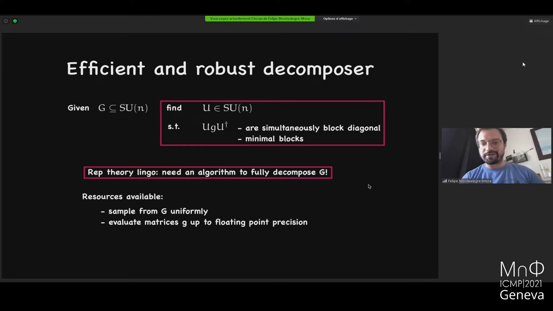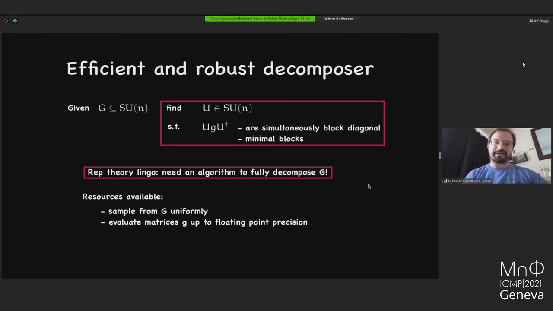Okay, so what resources do you have available? You assume that you can sample from the group uniformly and that you can evaluate the matrices up to floating point precision. This is pretty realistic in many cases. We also have results that are a little bit more on the black box side, where you can just evaluate a set of generators of the group, and the scaling is a little bit worse there.